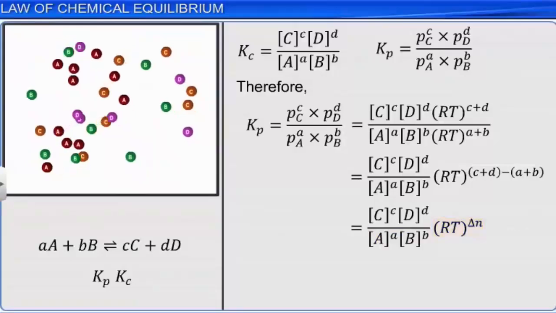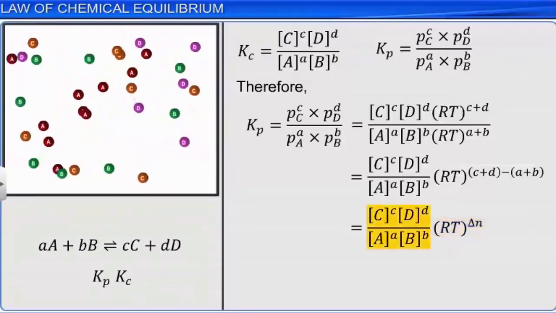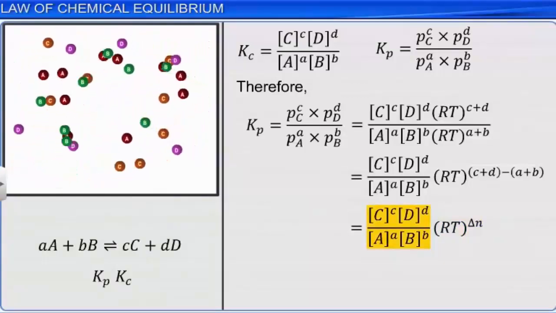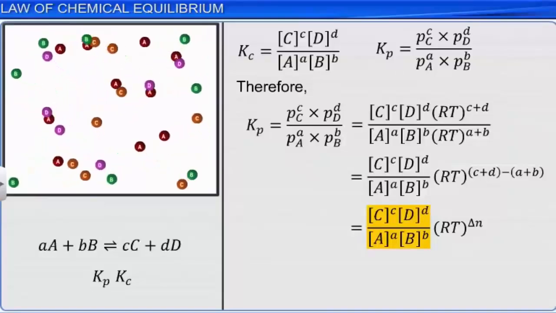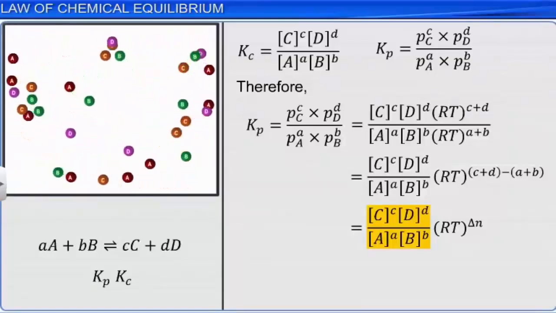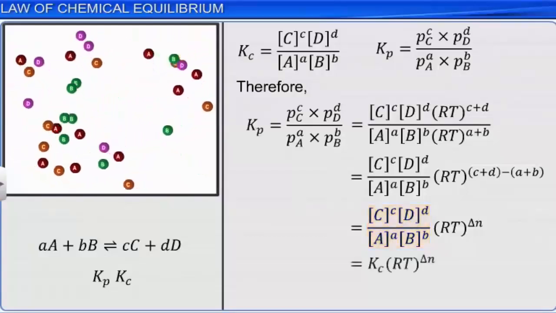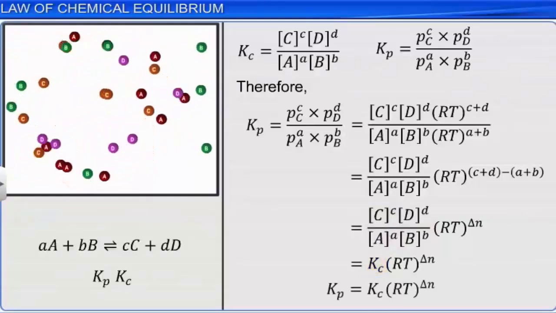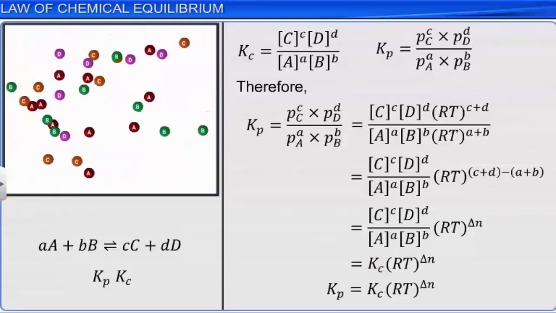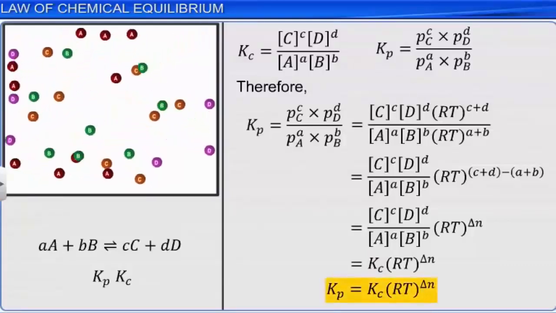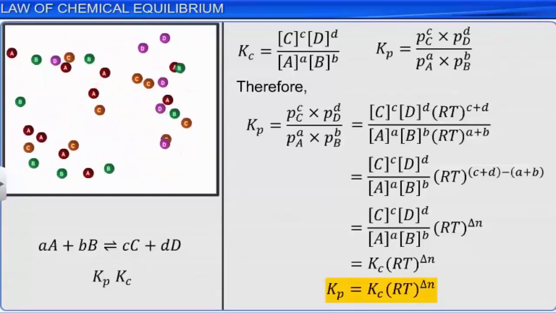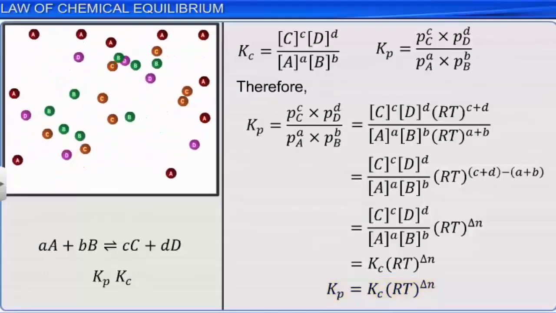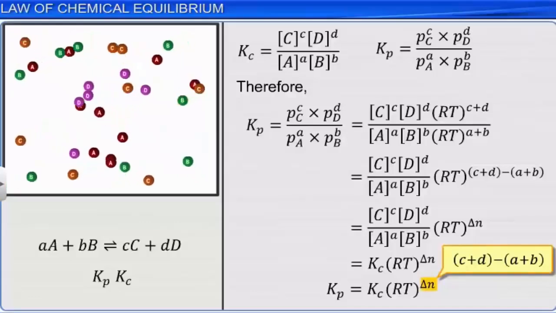Since [C]^c [D]^d divided by [A]^a [B]^b is equal to the equilibrium constant Kc, this can be written as Kp equals Kc multiplied by RT raised to the power of delta n, where delta n is equal to the number of moles of gaseous products minus the number of moles of gaseous reactants.